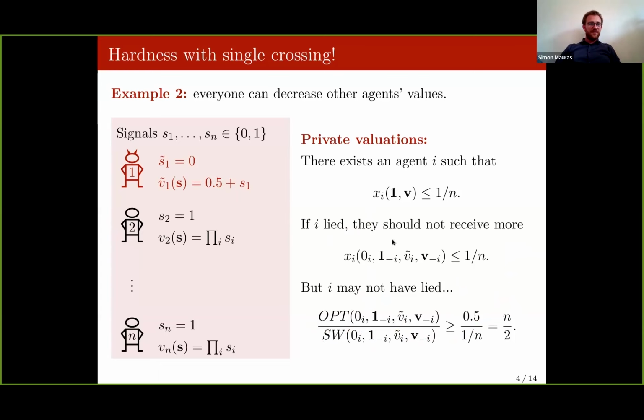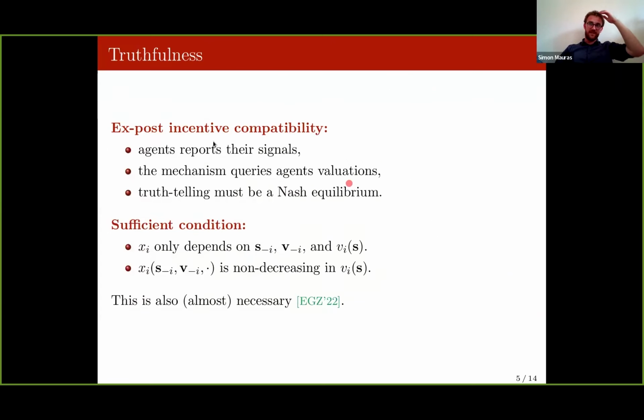Right, so this is very bad, but what can we do? How can we even achieve truthfulness in this setting? So remember what our notion of truthfulness was, this notion of ex post incentive compatibility. We want truth telling to be a Nash equilibrium.